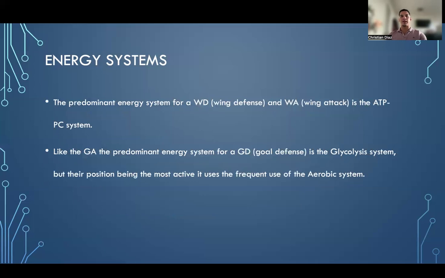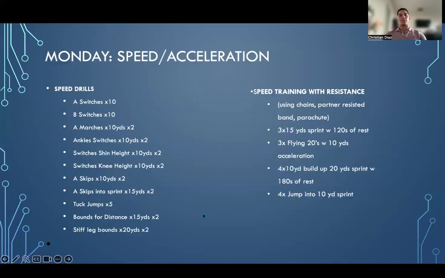The predominant energy system for a wing defense and wing attack is also the ATP-PC system. And for goal defense it is the glycolysis energy system, but their position can also use the aerobic energy system since they do move a lot more and for longer periods of time. These are some examples of a workout that you can do for a week of training.